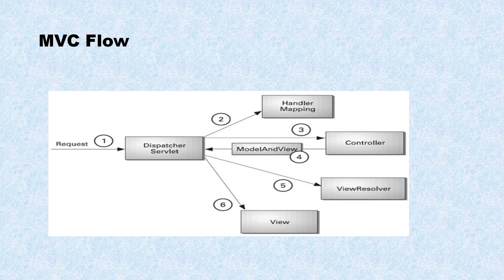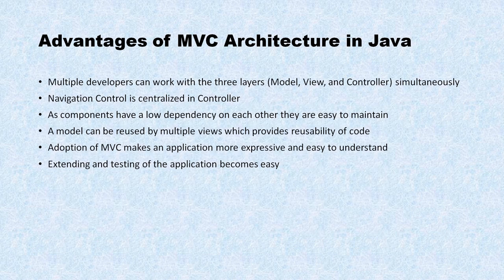Now let's see the benefits of Spring MVC. There are a lot of advantages of the Spring MVC architecture. The first advantage is that multiple developers can work on the three layers, model, view and controller, simultaneously. If you follow MVC architecture, then UI developers can work on the UI components and Java developers can work on the Java components simultaneously. We have a clear separation, and that's the reason.